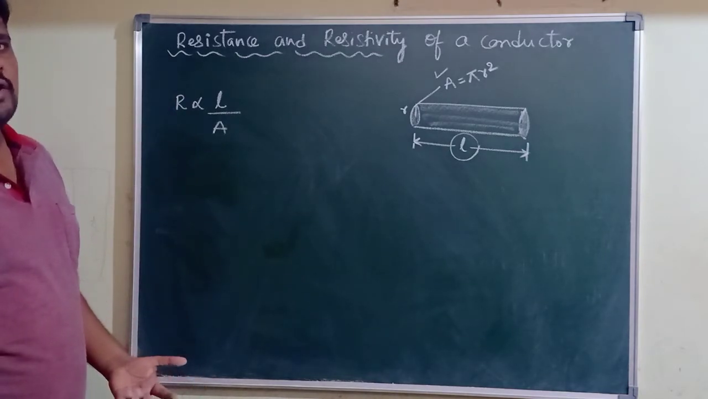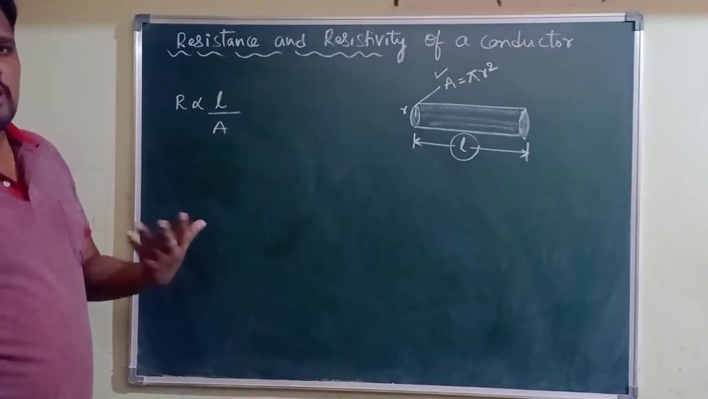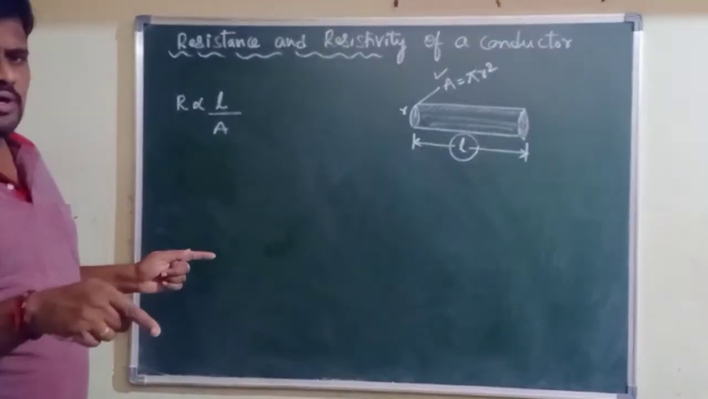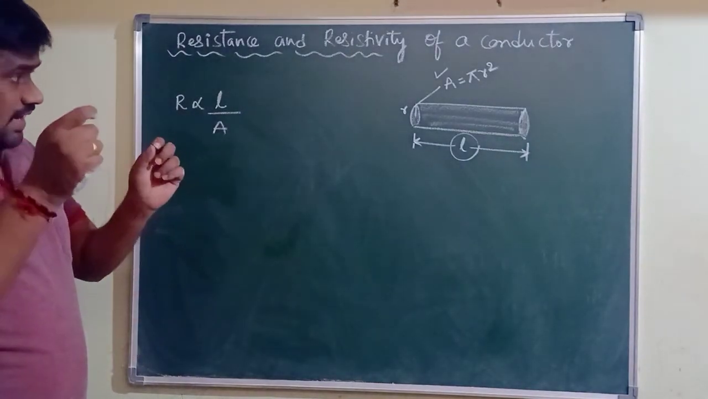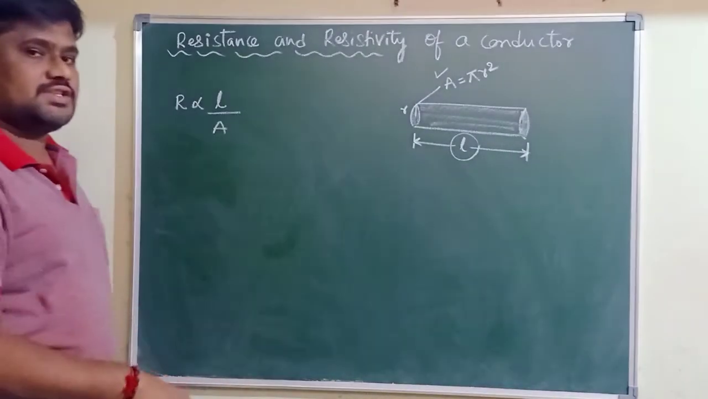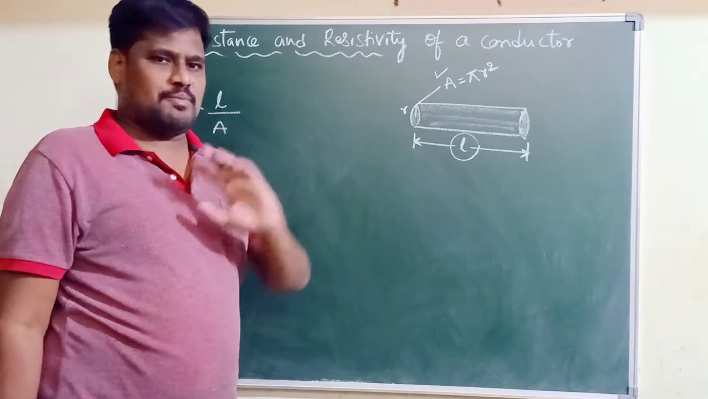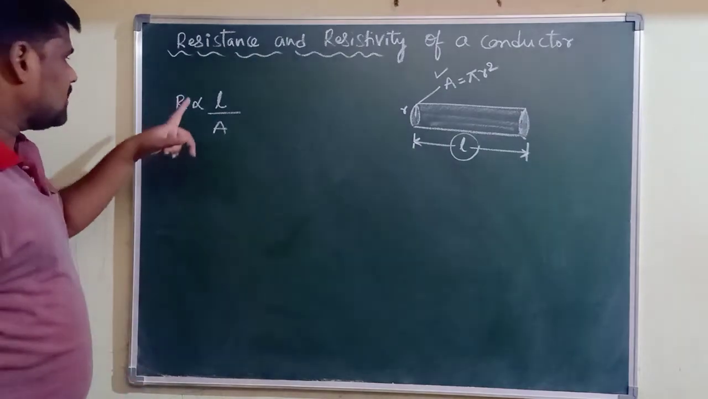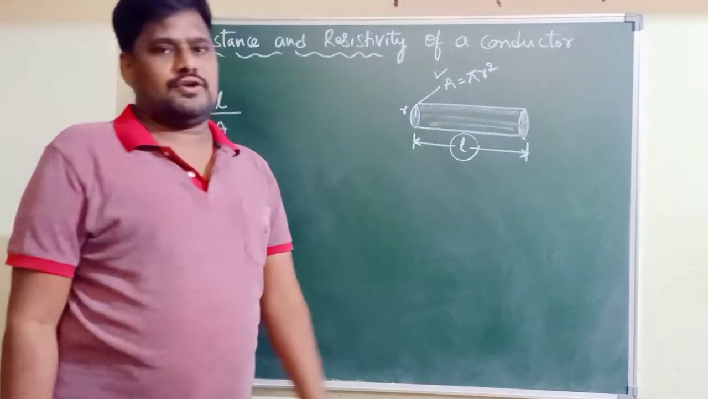Say for example, you have a copper wire of 1 meter length and the same copper wire of what? 2 meter length. If we compare the copper of 1 meter length and copper of 2 meter length, the 2 meter length copper wire is going to have more resistance as compared to 1 meter length of copper. So clearly, resistance of any conductor is directly proportional to length and inversely proportional to area of cross section.